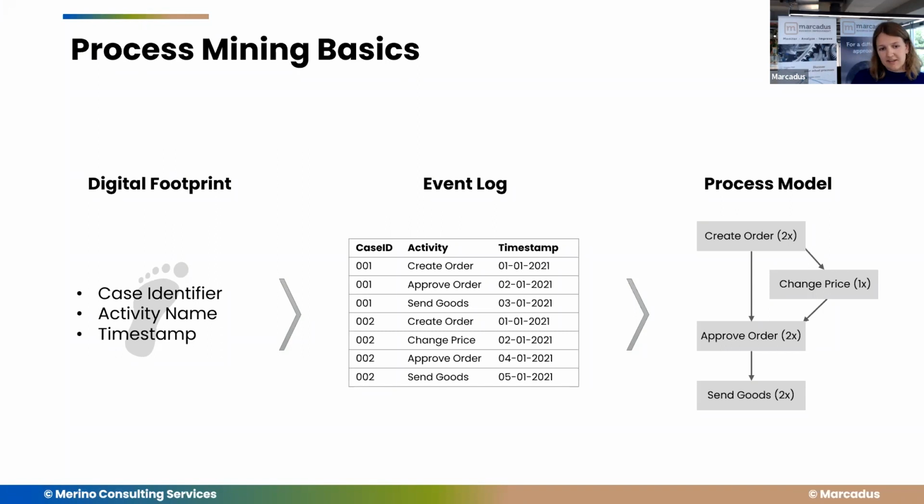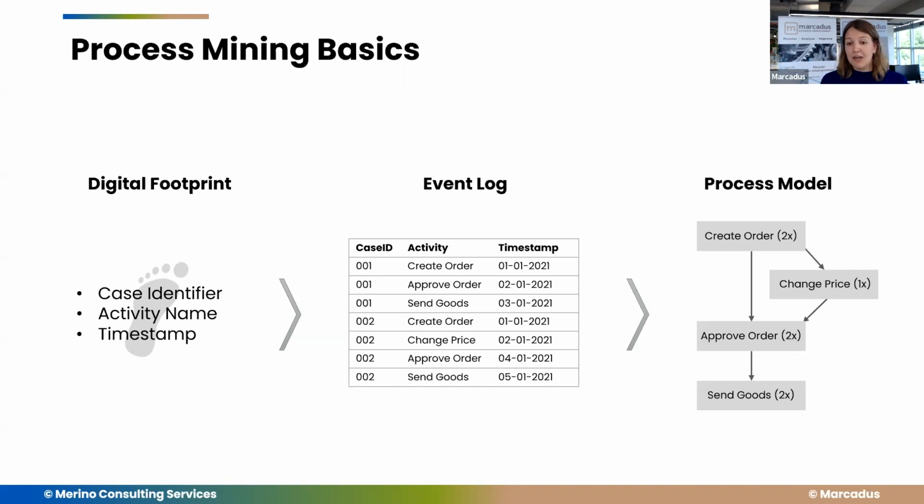There are three things that are really important to be able to process mine. The first one being a case identifier, the specific case you want to follow through the process. So for example, an invoice, a service ticket, a sales order, whatever. The second one, an activity, because you want to know what steps this process case is going through. The third one being a timestamp, also really important, because when you assemble the three of these, you're able to distinguish which case is doing what at what timestamp.